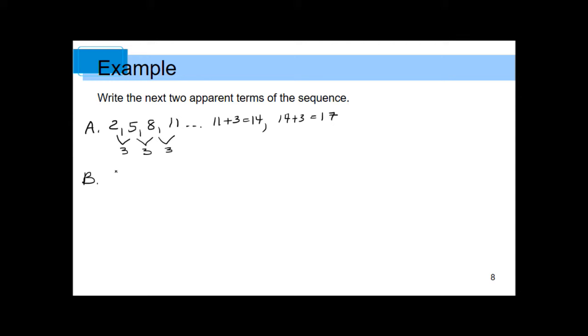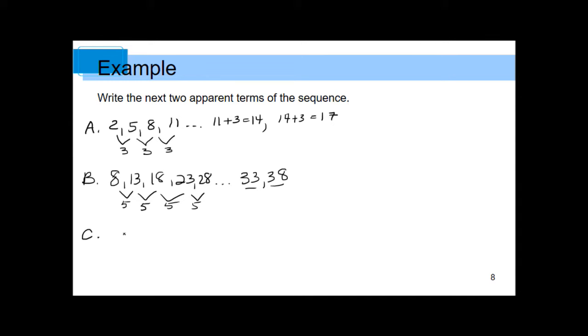Okay, so here's another one: 8, 13, 18, 23, 28. So I imagine you've probably noticed that this is increasing by 5, right? 13 minus 8 is 5, 18 minus 13 is 5, 23 minus 18 is 5, and so on. So we're just increasing by 5 each time. So that would mean that after 28 we would have 33, and after 33 we'd have 38 for the next two terms in the sequence.